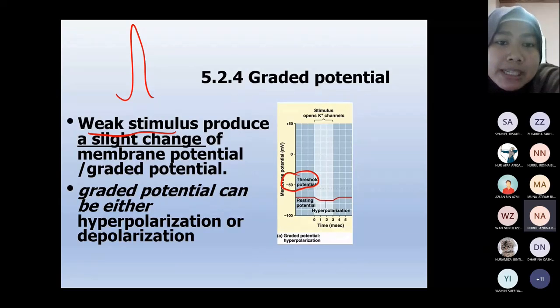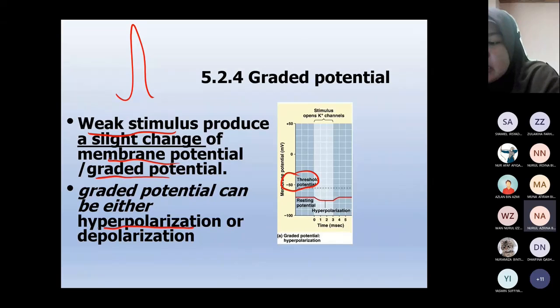So a weak stimulus produces a slight change of membrane potential, a very slight change of the distribution of ions, what we call as membrane potential. So this is what we call as the graded potential. Okay, graded potential can be either hyperpolarization or depolarization.